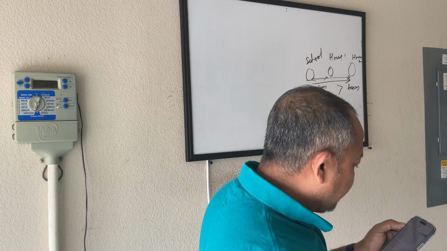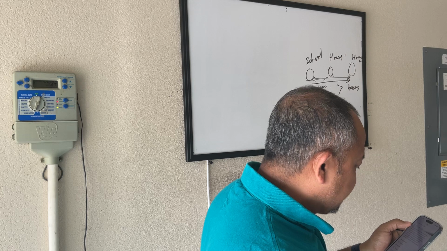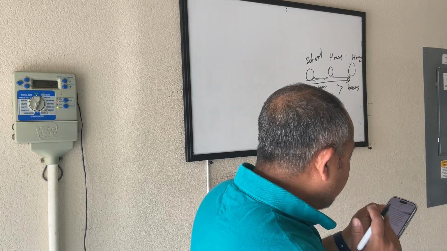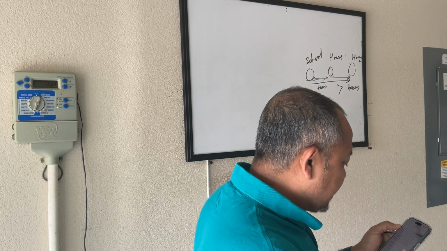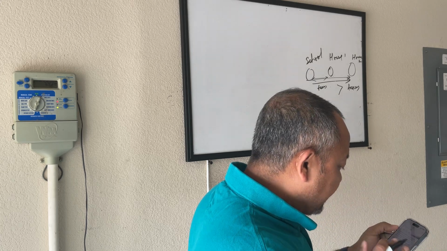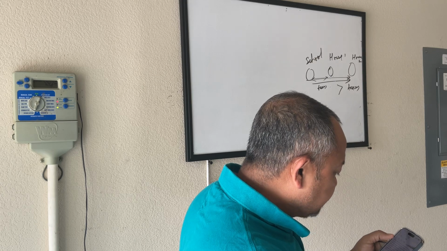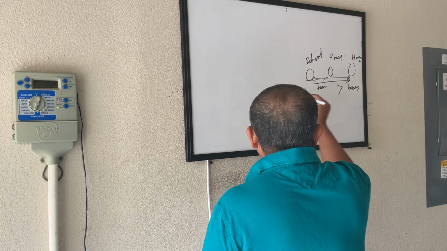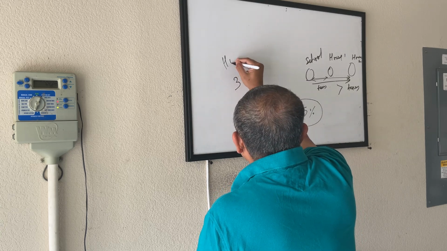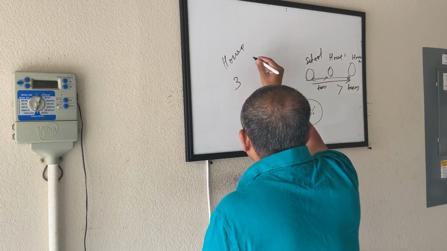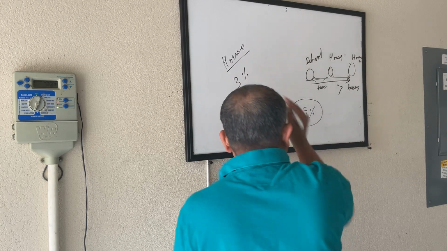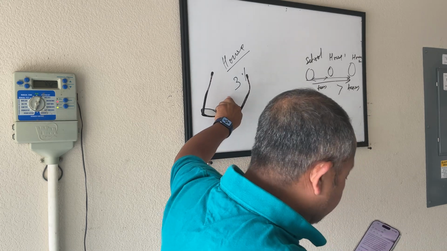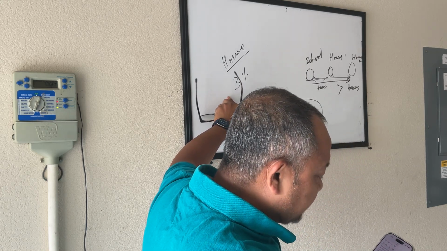And for every 10 miles from the school, property taxes decrease by 0.5 percentage points. If a house's property taxes are 3%, this is the greatest, and this is the house. Let's say this is my house or your house. It says, if a house's property taxes are 3%, what is the distance of that house from the school?